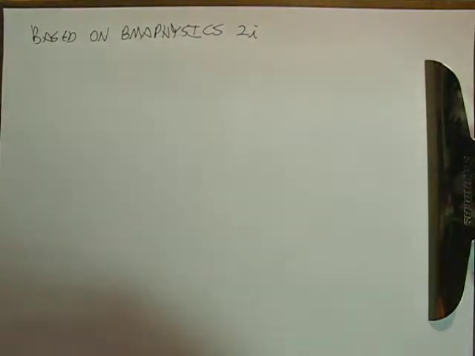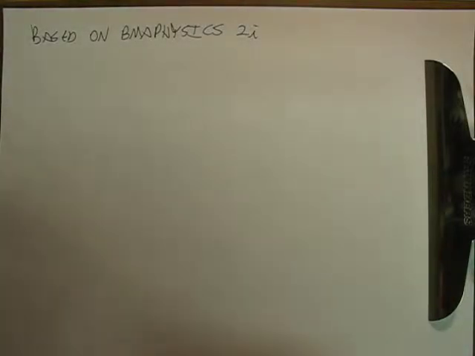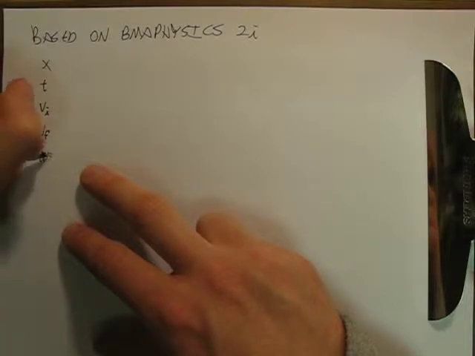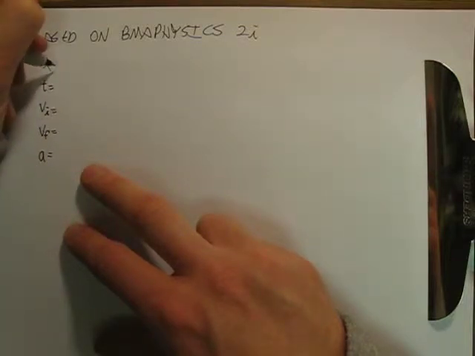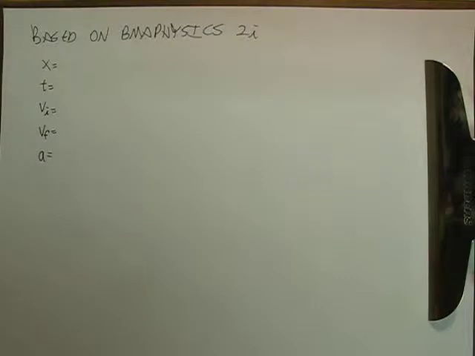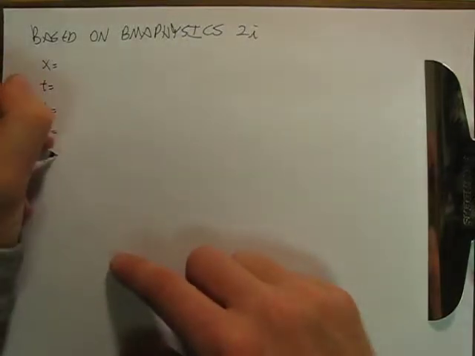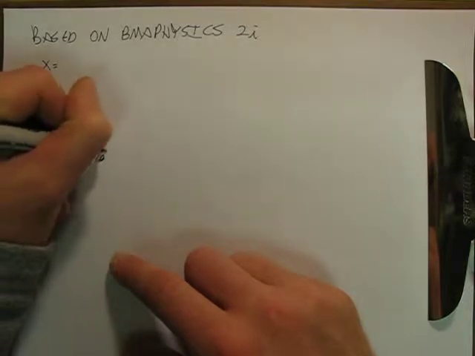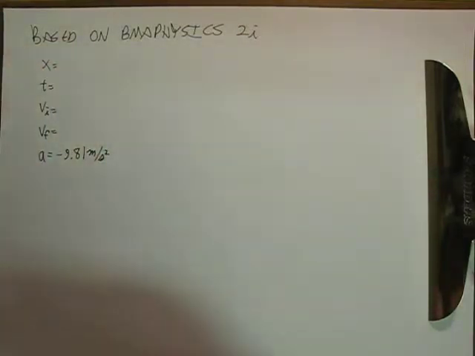Okay, so that was a very short video of a ball being thrown up from a balcony. The ball is being thrown up from the balcony, and we're going to give you different information: X, T, VI, VF, A. The assumption we're going to make is that the book is right, and the acceleration due to gravity is negative 9.81 meters per second squared.